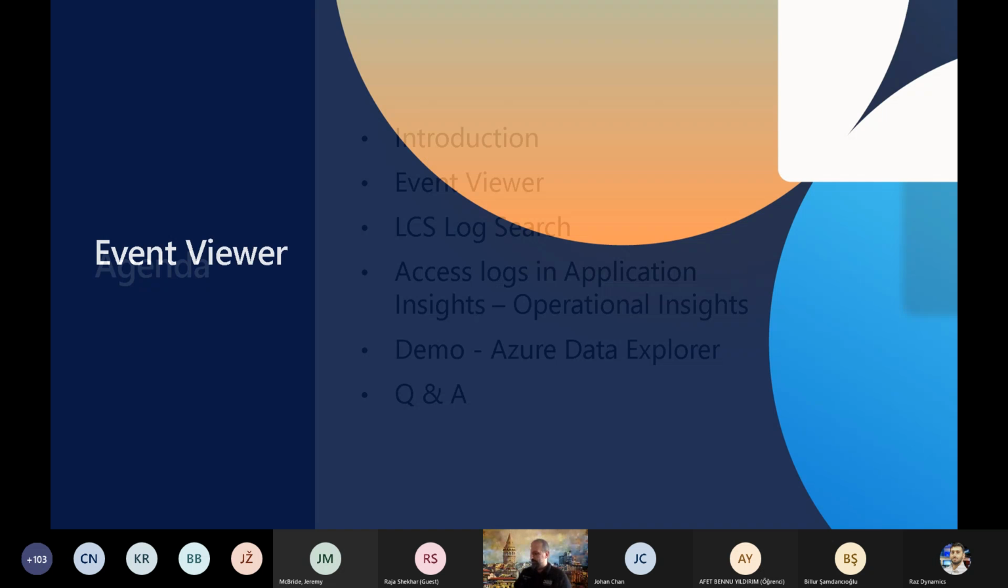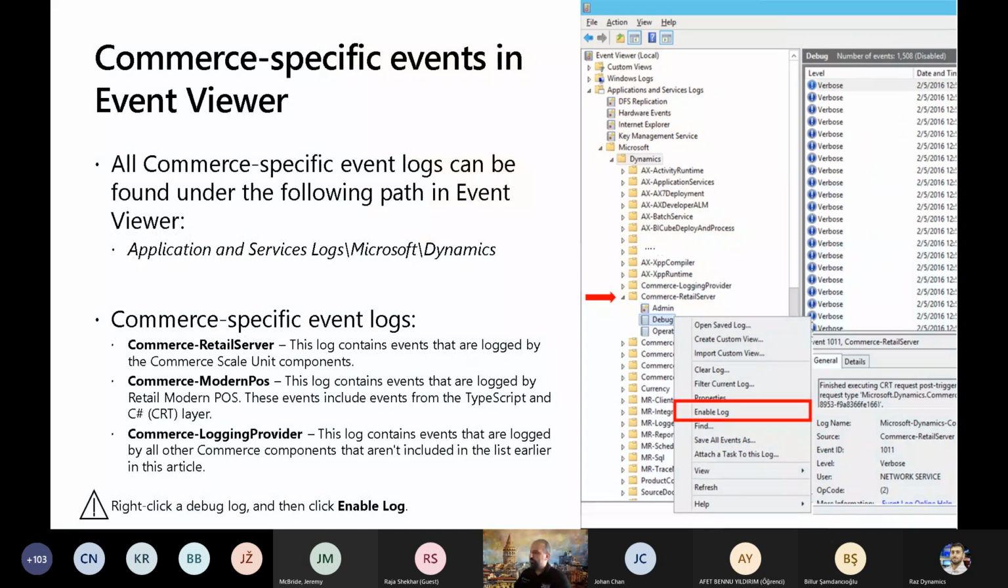So let's jump into our first topic, event viewer capabilities. As you see, we have commerce specific events in the event viewer when you are working on the DevBox. In order to get these valuable logs, you have to complete some tasks to enable this. These logs are actually nearly the same as what you have in the LCS log search. So keep this in mind.